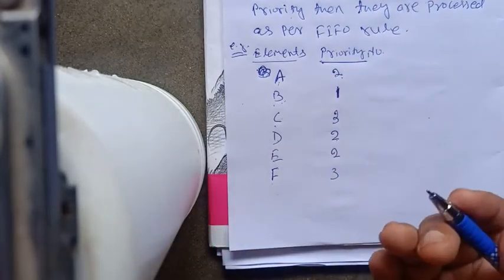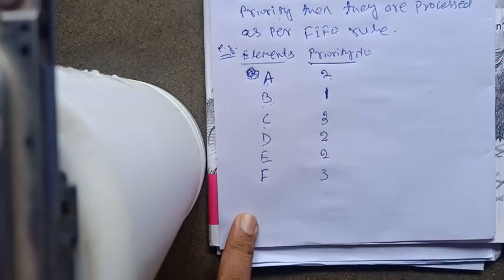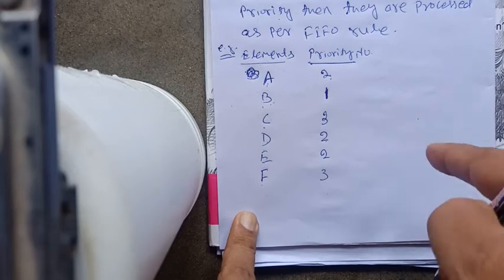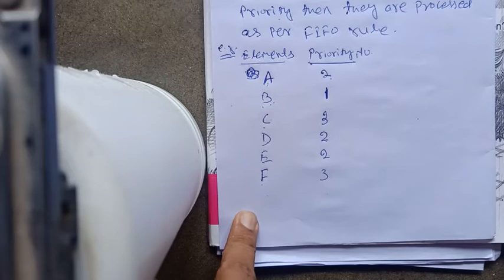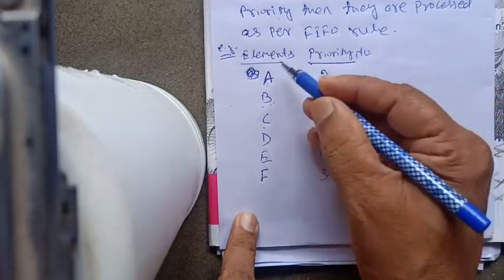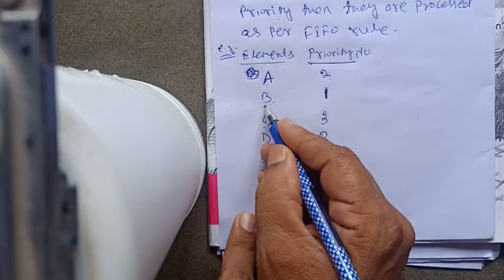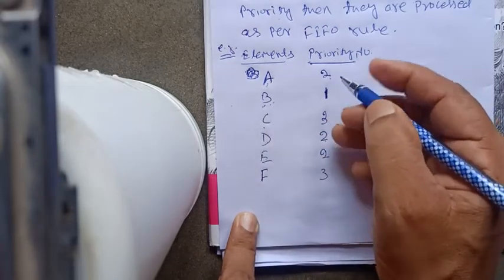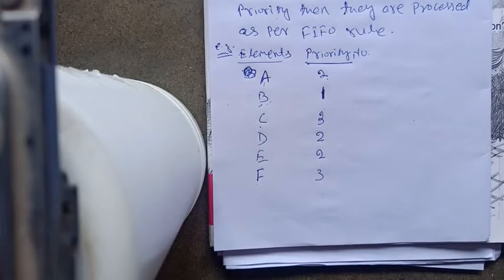Now let us assume that in my example, lower the number, higher the priority. Lower the number means if the priority number is less, then I will give it more importance, more privilege. So out of these elements, who has the highest priority? B. B has the highest priority because the priority number I gave is 1. So in my example, I have taken that lower the number, higher the priority.